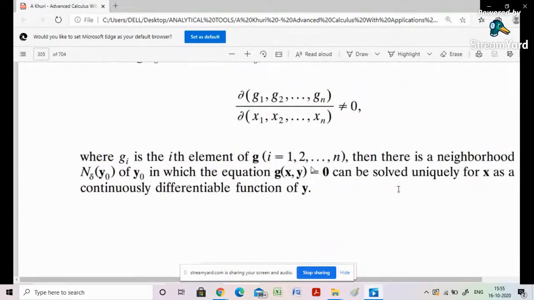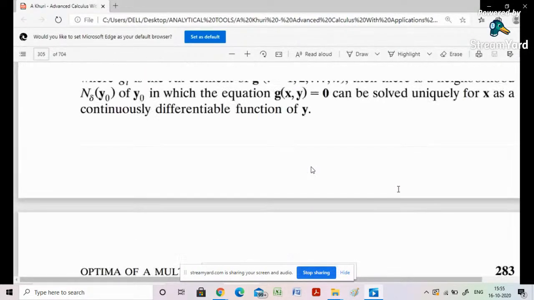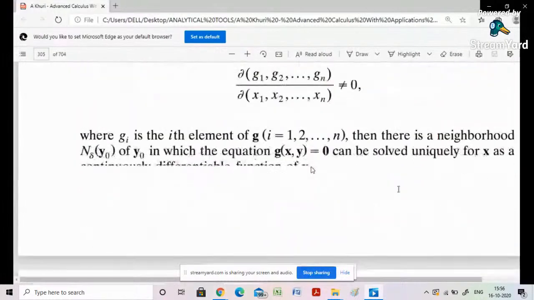Even if the function is represented as an implicit function, we can solve that.